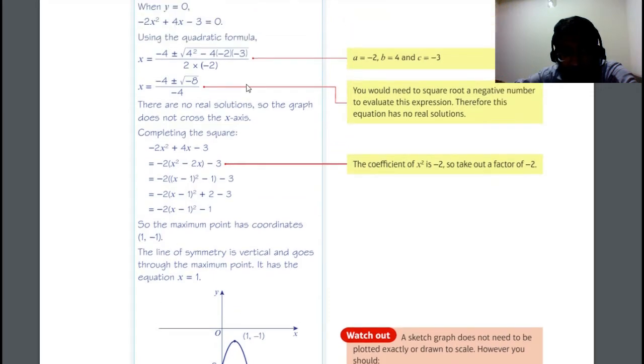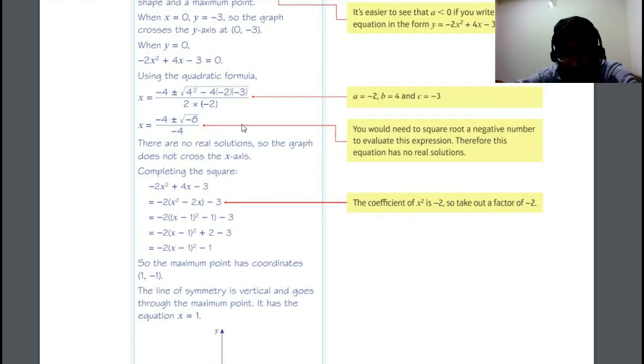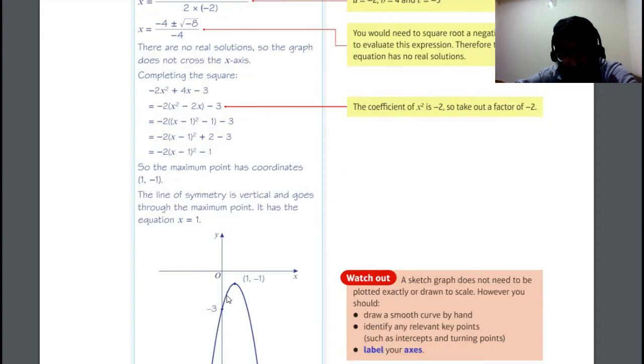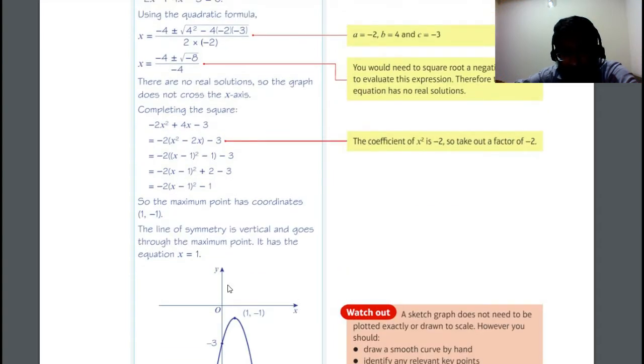In this one, if you try to find the x intercepts, seeing the solution now I know, but if you attempt the solution on your own as well, you'll have zero real roots. You'll have imaginary roots, so it means it doesn't cross the x-axis.